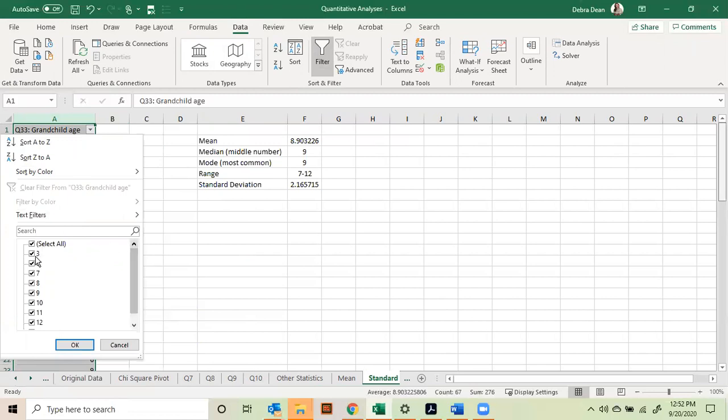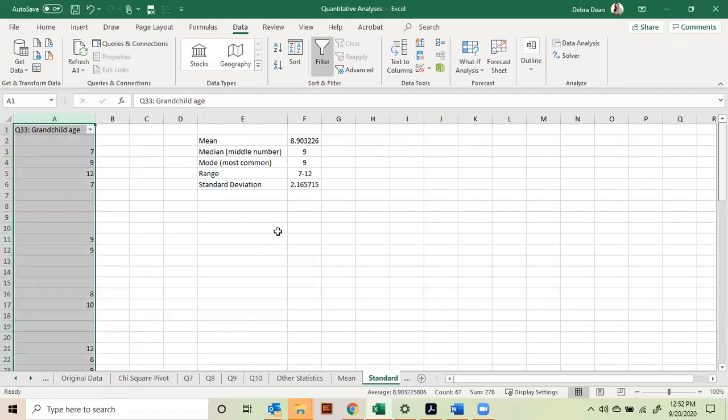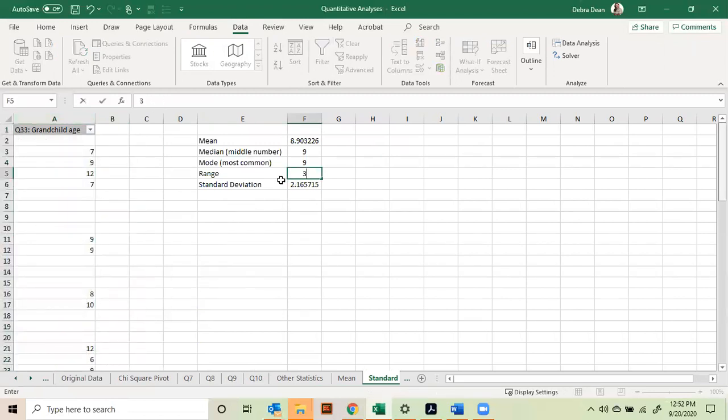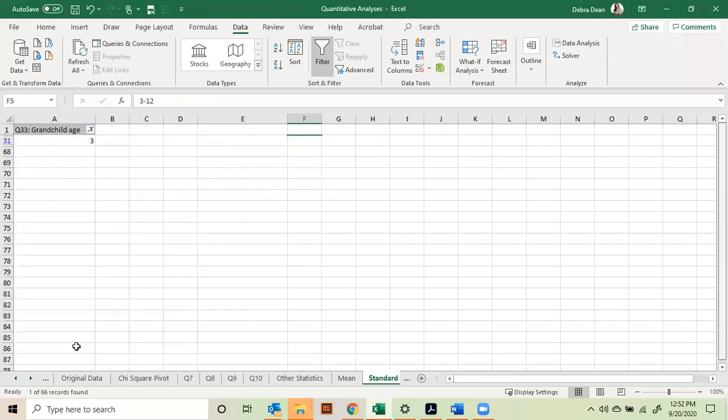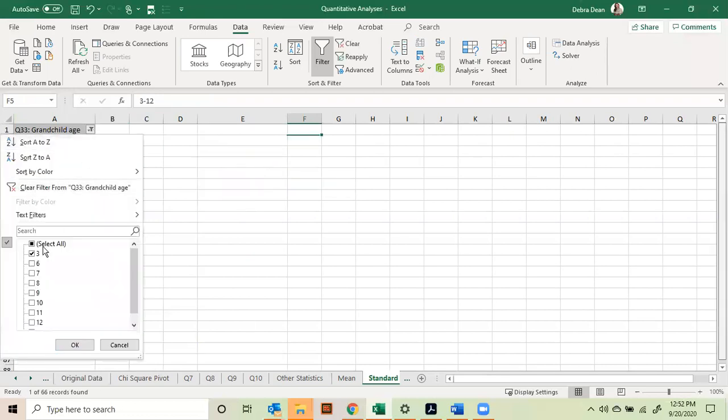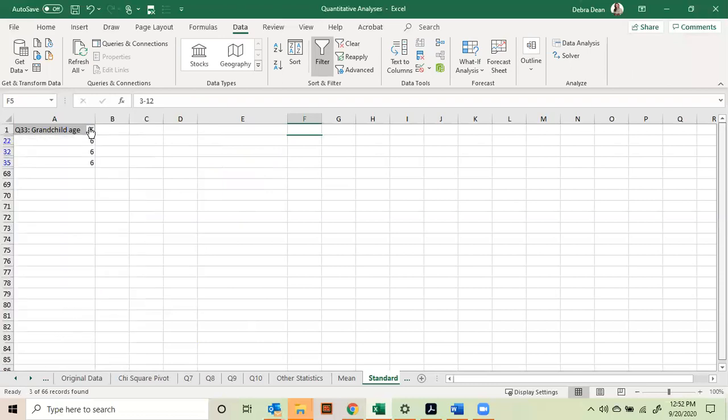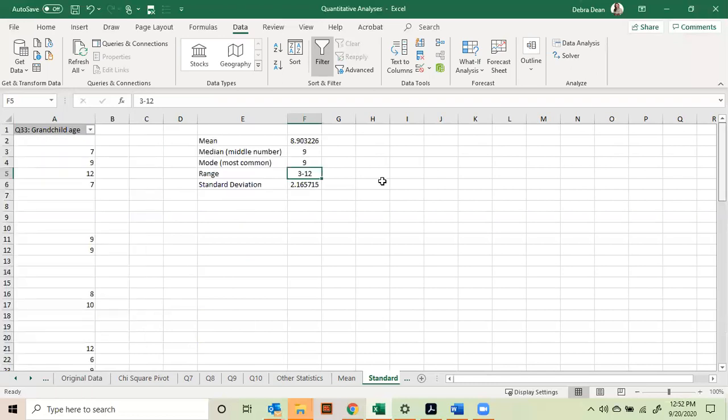Now we see that the age range is 3 to 12. Okay, so this is actually 3 to 12. Now that was the only one that I actually had to type in because we could see that with our drop down, ages 3 to 12. And if we wanted to know how many people in each, we could easily click on one and see, okay, we had 1 3-year-old, we have 3 6-year-olds, and so on.